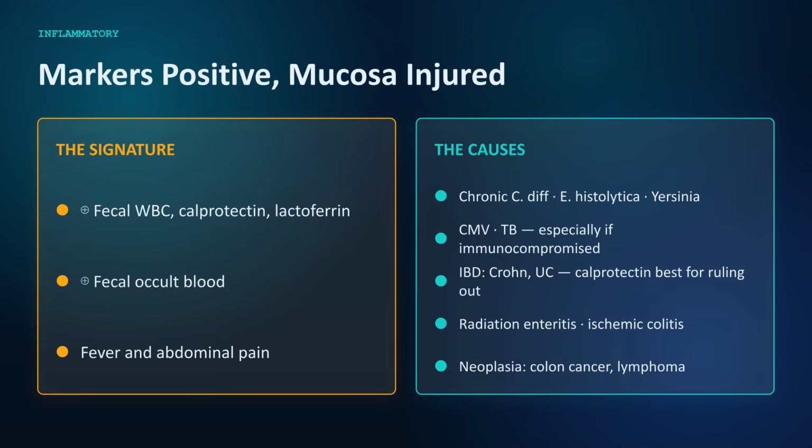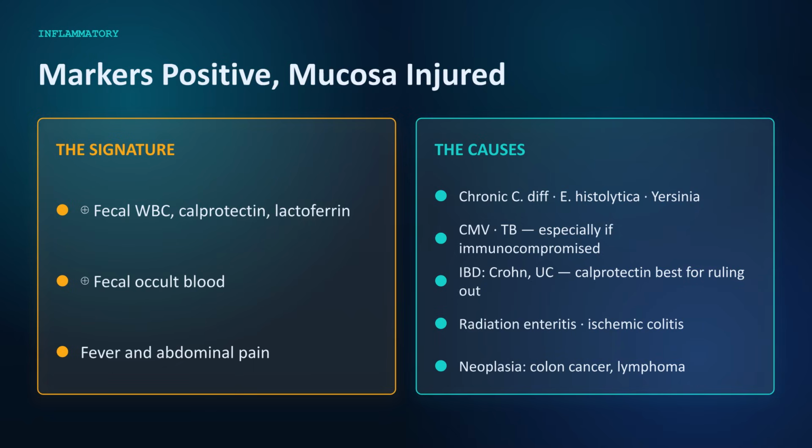time. Inflammatory diarrhea announces itself: positive fecal white blood cells, positive calprotectin and lactoferrin, positive fecal occult blood, plus fever and abdominal pain. The infectious causes are chronic Clostridioides difficile, Entamoeba histolytica, Yersinia, cytomegalovirus, and tuberculosis, especially in immunocompromised hosts. Cytomegalovirus and C. difficile are notorious for causing exacerbations of inflammatory bowel disease.